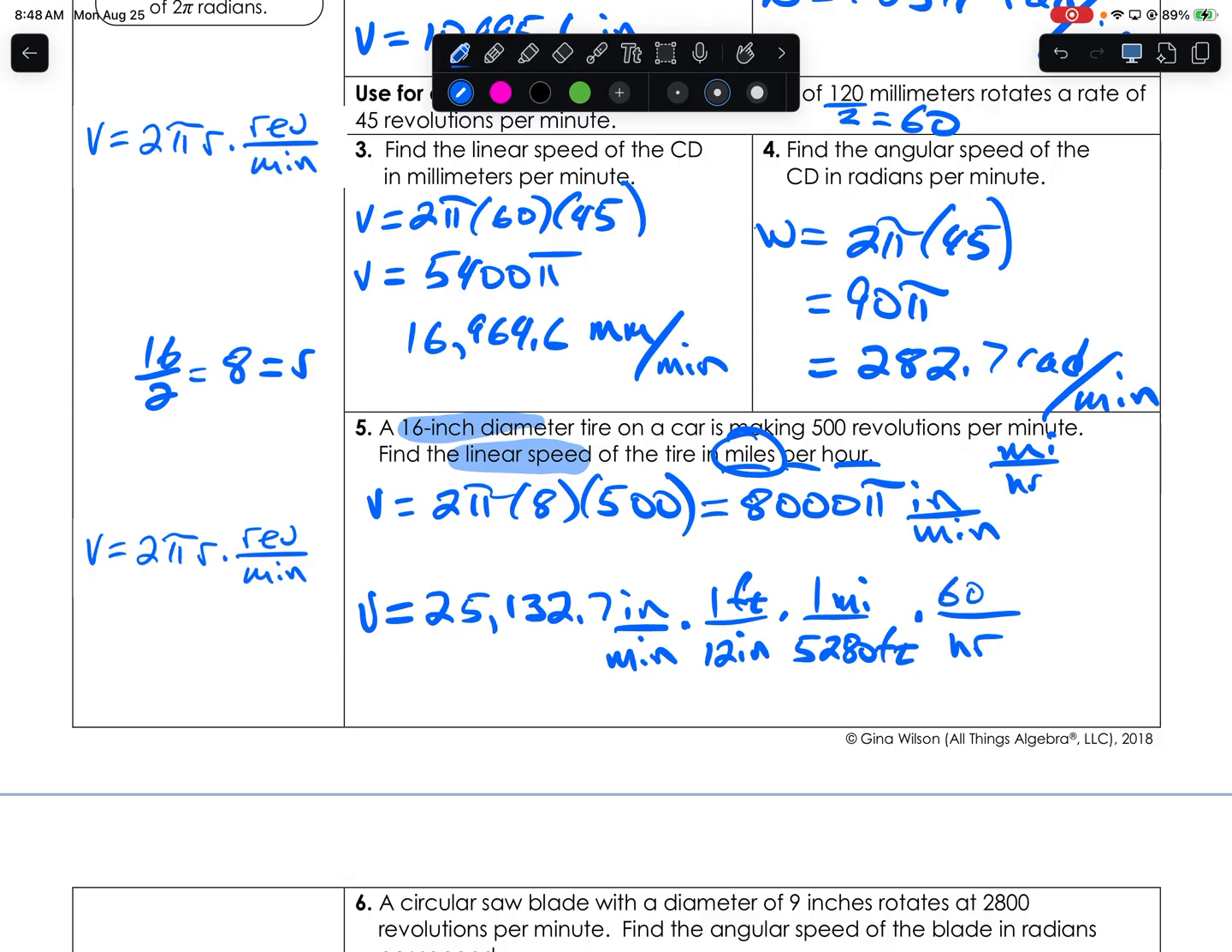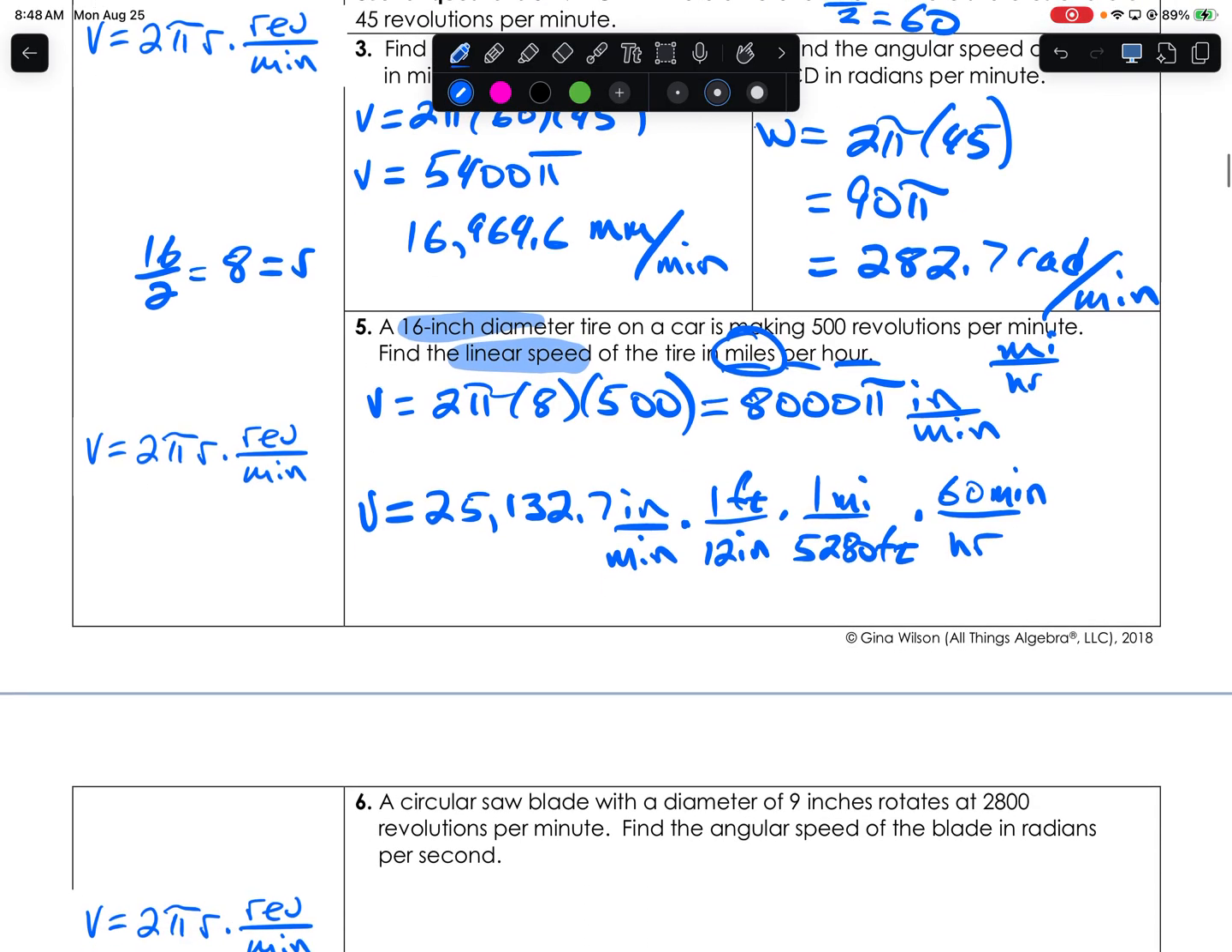60 minutes. And I would multiply that whole thing using parentheses in my calculator. Okay, when you do that, you should get 23.8 miles per hour. Okay. So I would definitely try to multiply that in your calculator.